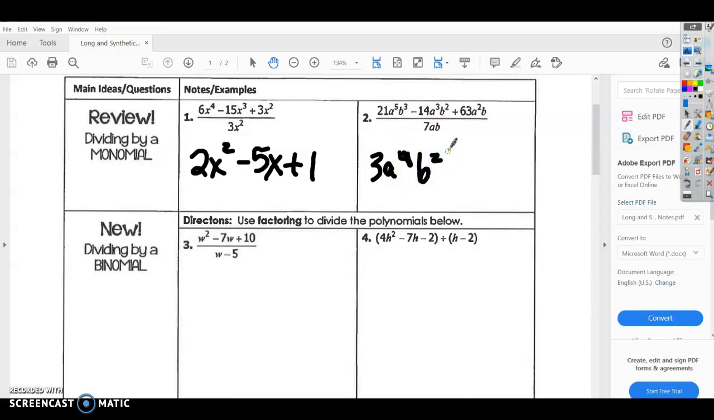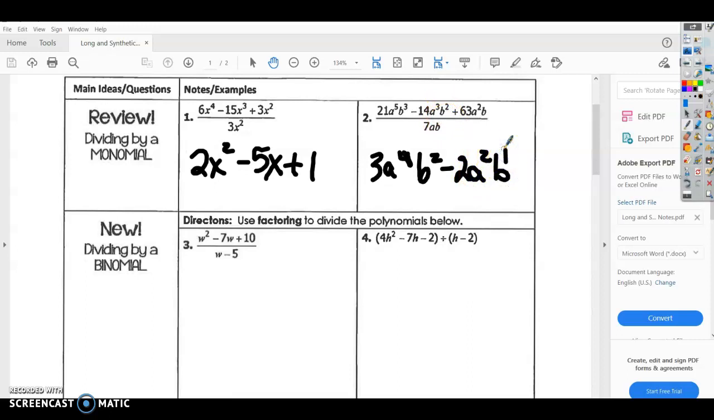And then divide the middle term. Negative 14 divided by 7 is negative 2. Subtract 3 minus 1. Anytime there's not an exponent here, you assume it to be a 1, so that would be a squared. And then b squared minus 1 is b to the first.